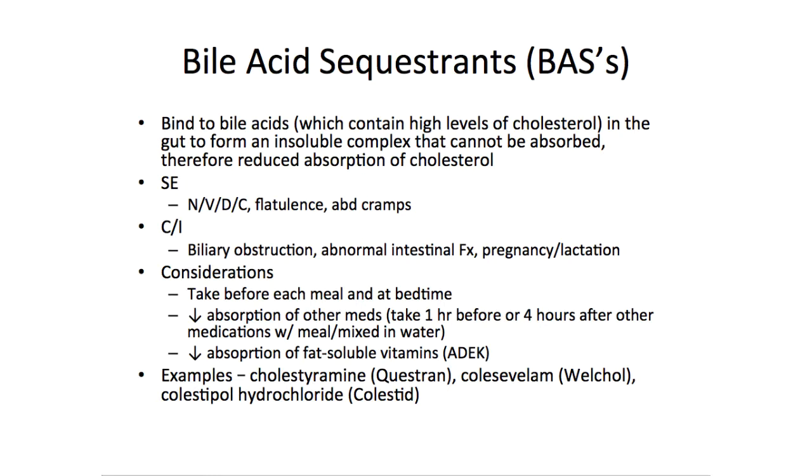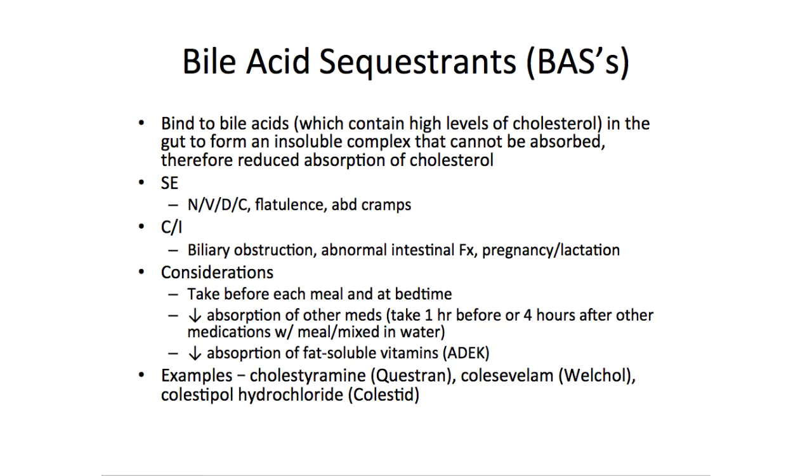Side effects may include nausea, vomiting, diarrhea, constipation, flatulence, and abdominal cramps. Bile acid sequestrants are contraindicated in biliary obstruction, abnormal intestinal function, and pregnancy or lactation. These medications should be taken before each meal and at bedtime.